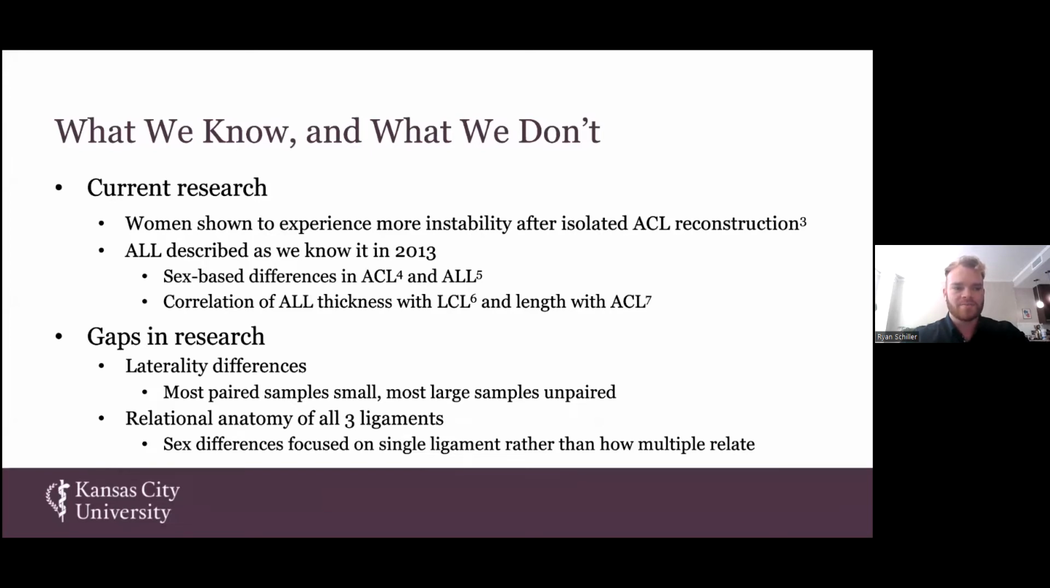But some gaps in the current literature include laterality differences, because a lot of the large samples in some of these studies weren't matched to be able to study right versus left. And those that were matched were generally small sample sizes, or they just didn't look into potential differences in right versus left. And as well, while there are sex-based differences studies of some of these ligaments in isolation, the degree of these differences or how all three of these ligaments relate to one another as part of this rotatory complex, these haven't been studied for any sex-based differences.